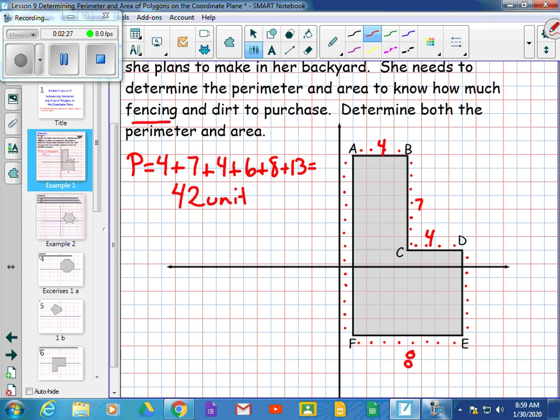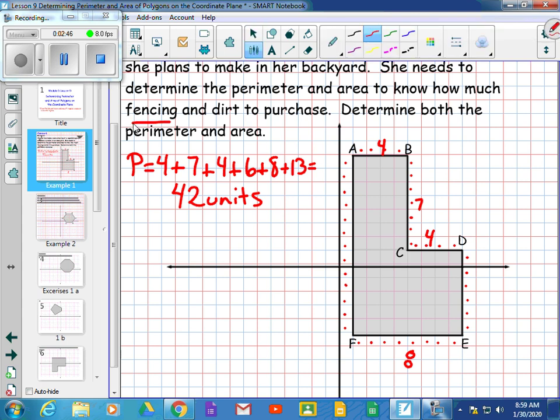Now, those are going to be linear units. When we find perimeter, we don't count how many square units because we're measuring lines. It's like we can take all those lines and add them up and measure how long that line is. So we'll need 42 units of fencing to go around that garden.